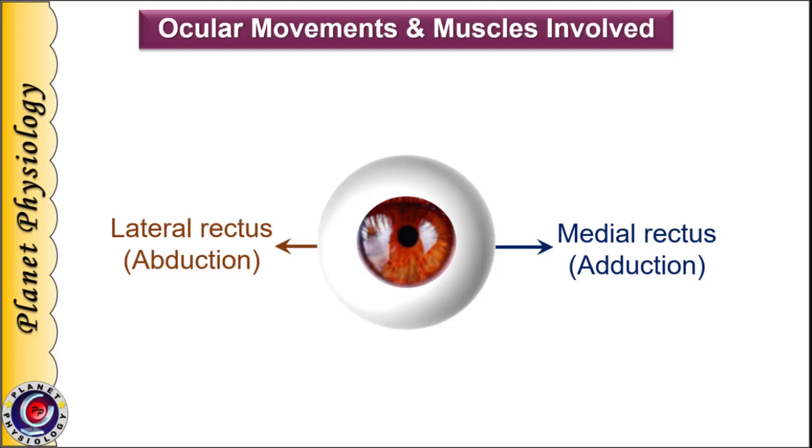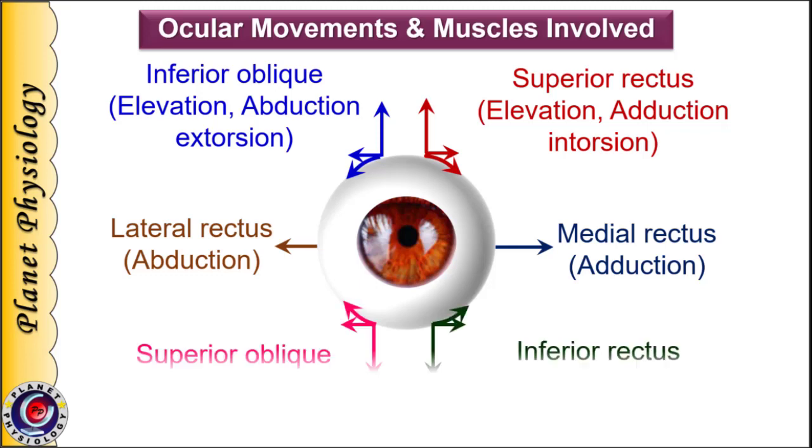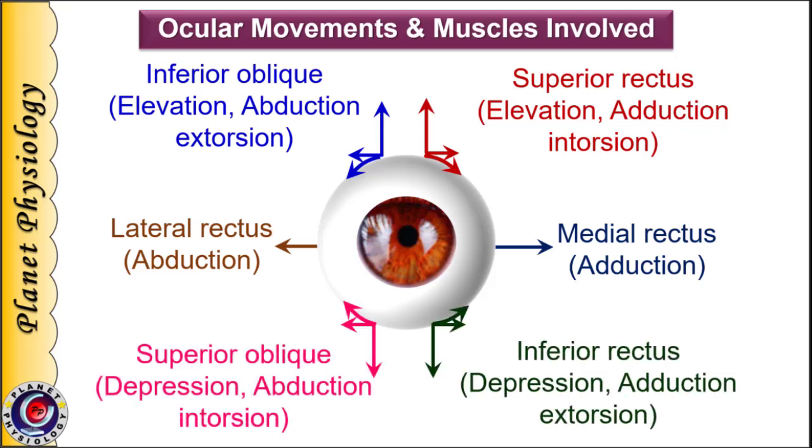When eye is in its primary position, that is looking straight ahead as indicated in the picture, elevation is brought about by both superior rectus as well as inferior oblique muscles, whereas depression is brought about by inferior rectus and superior oblique. Superior and inferior recti also contribute to slight adduction, while obliques cause slight abduction.